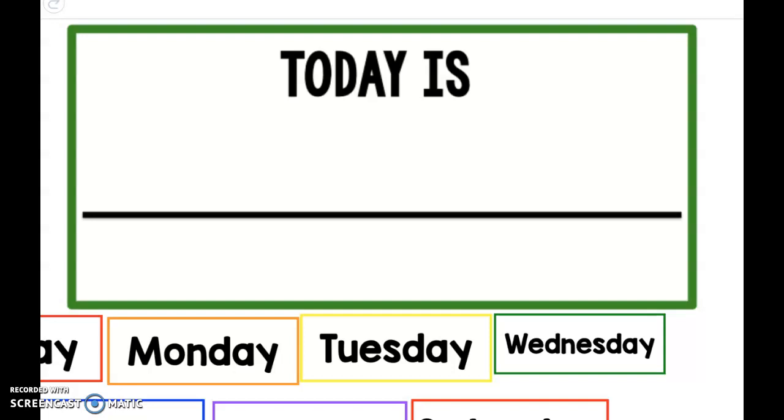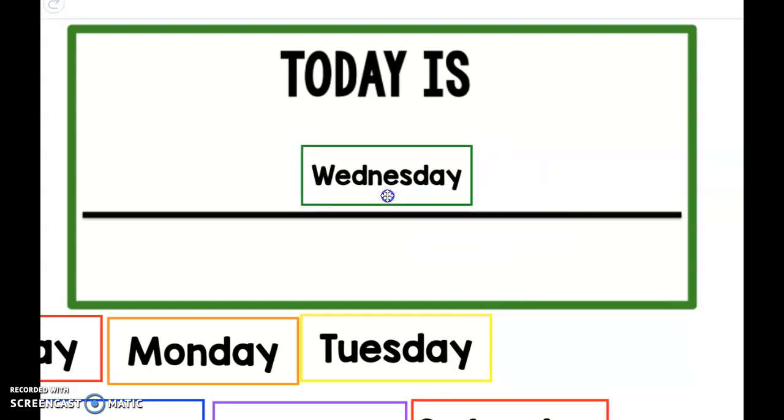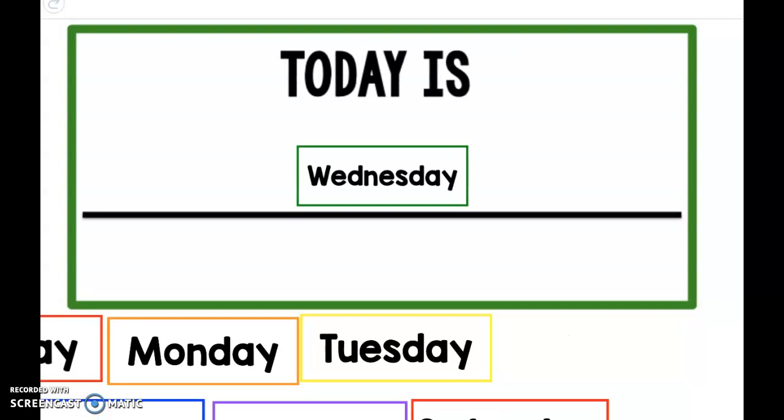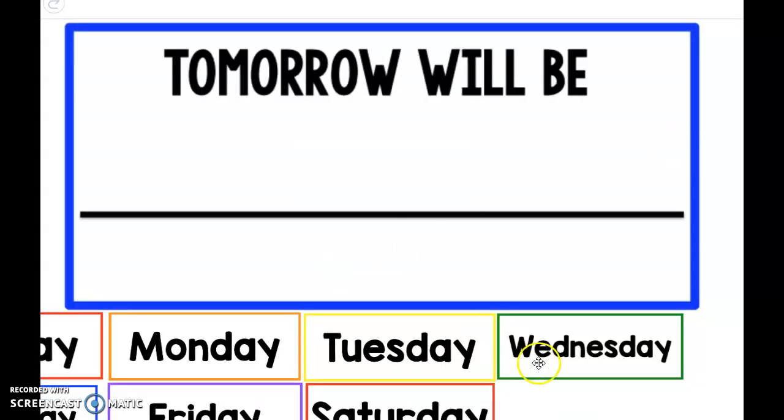Alright, so let's start with our day of the week. Let's clap them out. Sunday, Monday, Tuesday, Wednesday, Thursday, Friday, Saturday. So I want to know, what day is today? If you said Wednesday, you are right. Good job. Today is Wednesday. Everybody say that with me. Today is Wednesday. Excellent.